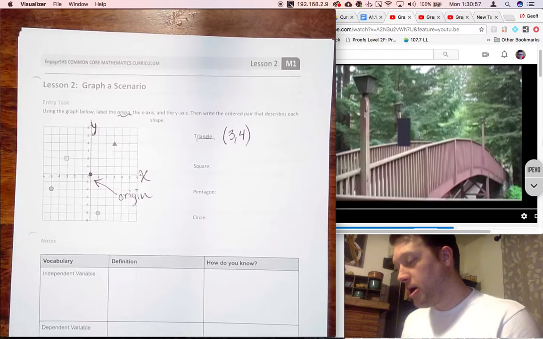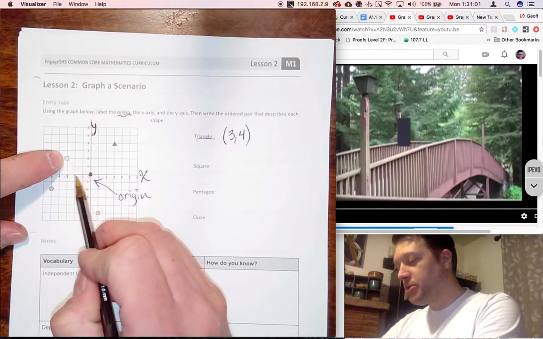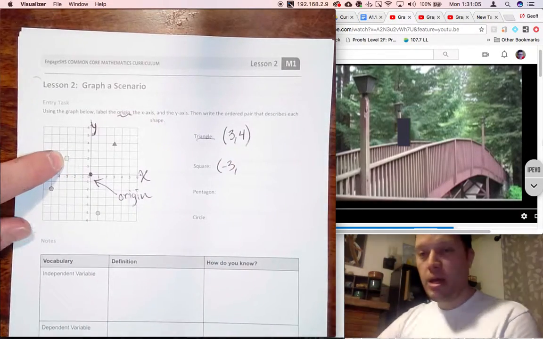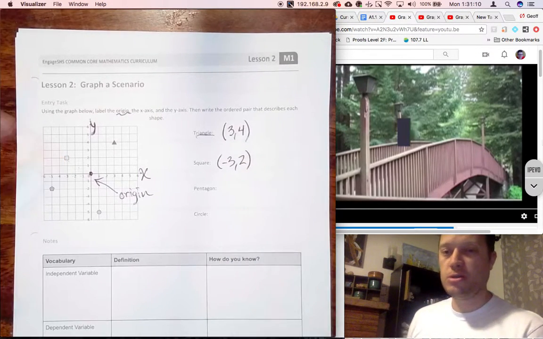Same thing for the square. The square is located right here from the origin, left 3 spaces, and so -3, and then up 2 spaces. So -3, 2 is the location of the square.